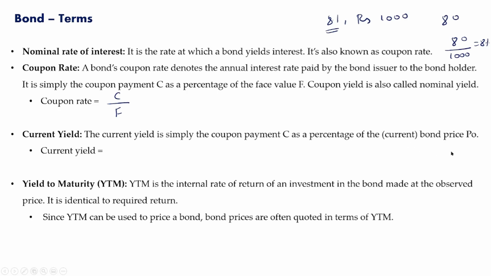If the current price of the bond is given by P0, then the current yield is given by C upon P0. And then next we have the yield to maturity. This is the internal rate of return of an investment, or it is similar to the required return. So while discounting the cash flows using the present value approach to value a bond, we will discount the cash flows using this interest rate. Since yield to maturity is used to price a bond, the bond prices are often quoted in terms of this yield to maturity.